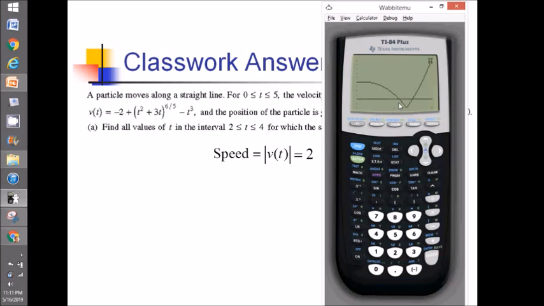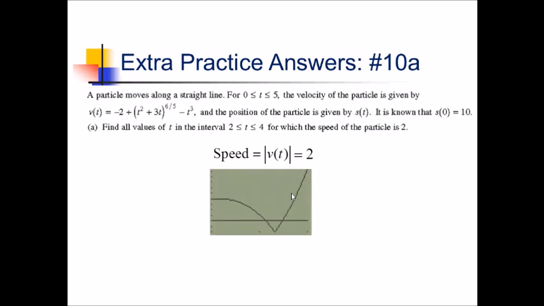To get those, we're going to do second trace, option 5, intersect. And I'm just going to press enter 3 times near each one. 1, 2, 3. That gives us 3.128. And then we'll do second trace again. Intersect again. Just move over a bit. 1, 2, 3. Now we've got 3.473. So we had 3.128 and 3.473. And they didn't give us any units for time or anything else, so we are done.